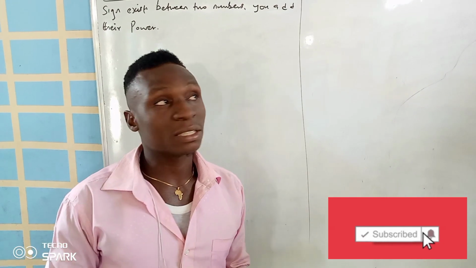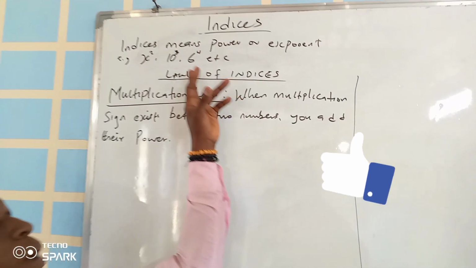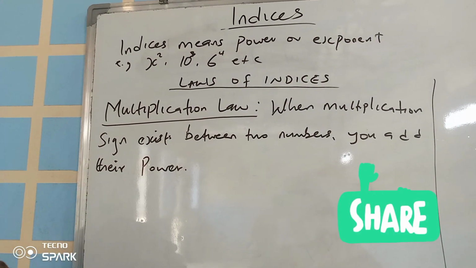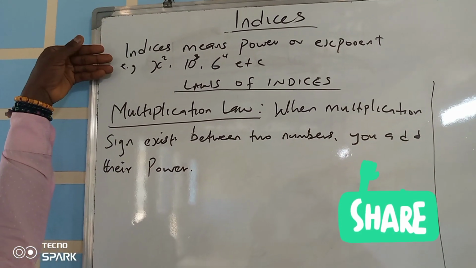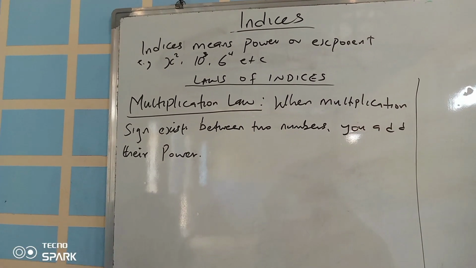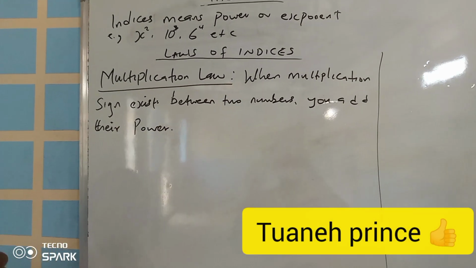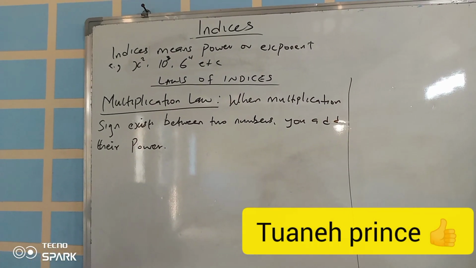So today we're looking at indices. Indices means power or exponent. Now, for example, x to the power 2, 10 to the power 3, 6 to the power 4 are examples of what? The index form of a number.